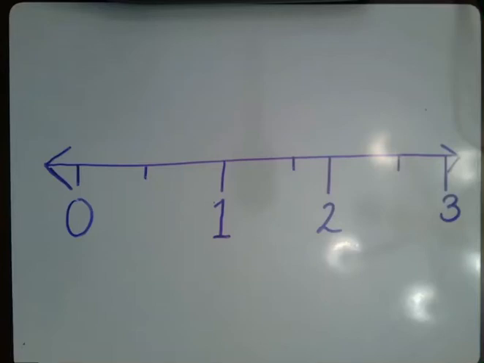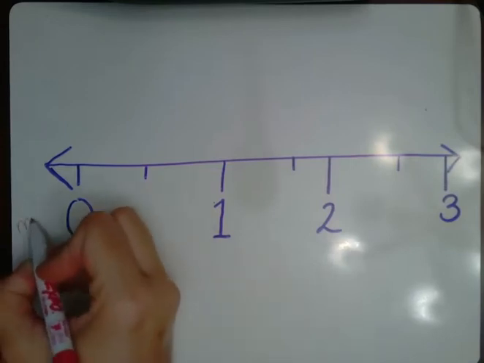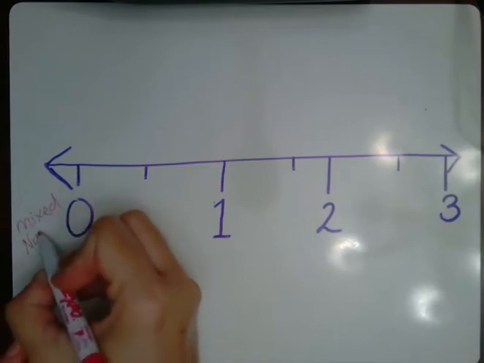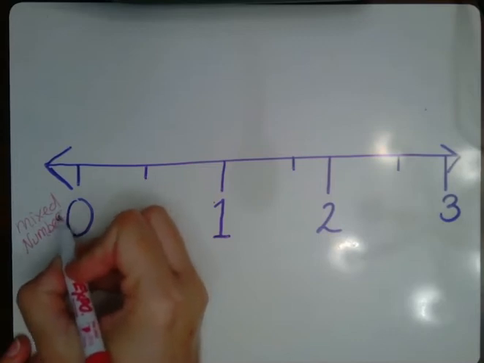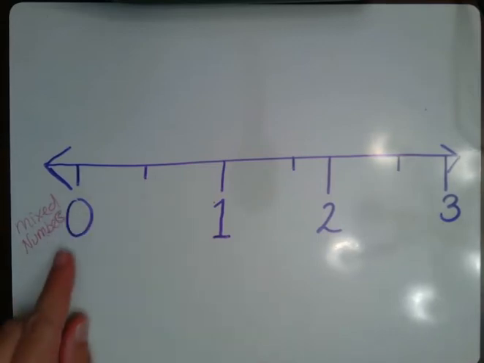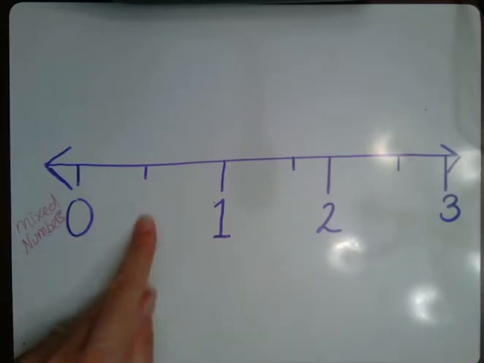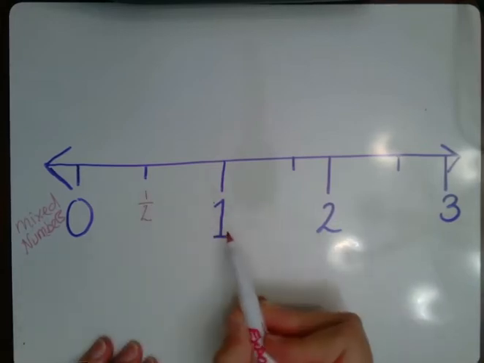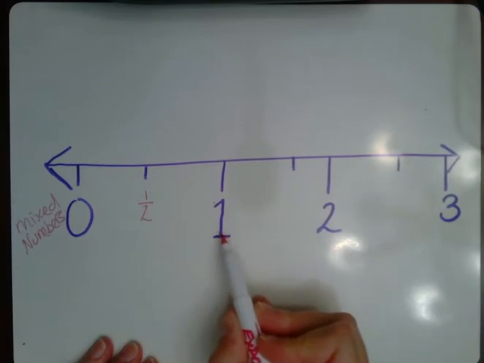Here's a preview of how to use a number line to help you understand mixed numbers and improper fractions. So along the bottom, I am going to label my number line with my mixed numbers. That means my first tick mark is going to be worth 1/2. My next tick mark is worth 1/2.